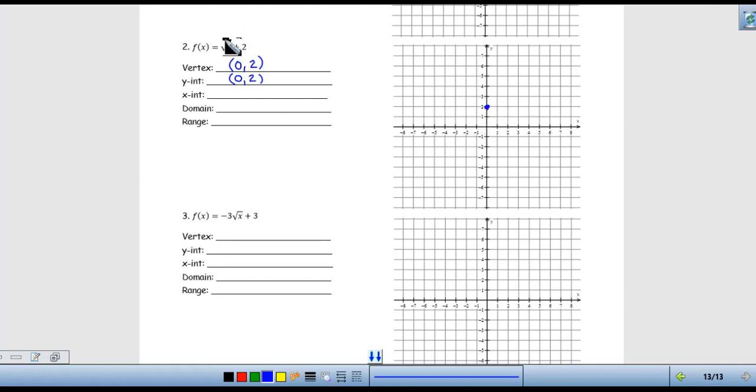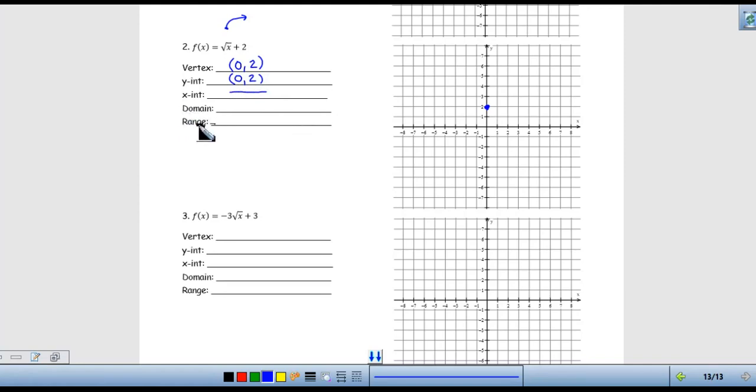Now, if you use a little bit of logic, this is a positive radical, which means this graph has to go up and right. If I go up and right from this vertex point, will I ever cross the x-axis? No. So I do not have any x-intercepts.